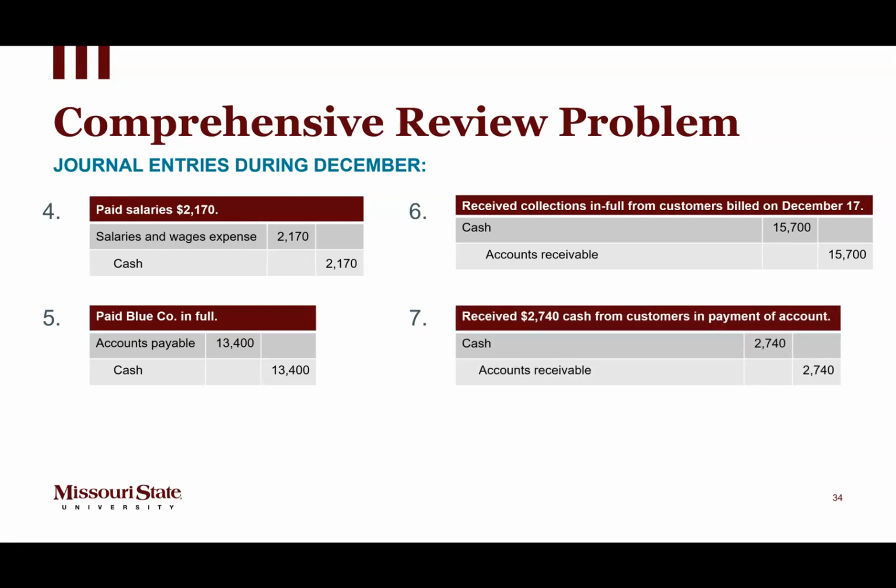And number 7, we received $2,740 in cash from customers paying on their accounts that they owe us. So we're going to increase cash, decrease accounts receivable.